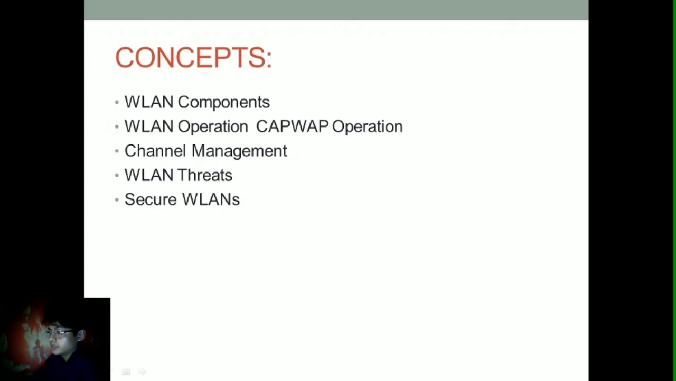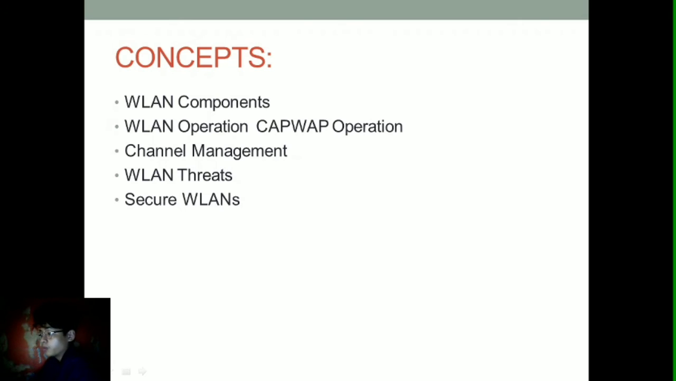Then the CAPWAP operation. CAPWAP is an IEEE standard protocol that enables a WLC to manage multiple APs and WLANs. CAPWAP is also responsible for encapsulation and forwarding of WLAN client traffic between an AP and a WLC. CAPWAP is based on LWAPP but adds additional security with Datagram Transport Layer Security, or DTLS. CAPWAP establishes tunnels on User Datagram Protocol (UDP) ports. CAPWAP can operate either over IPv4 or IPv6.